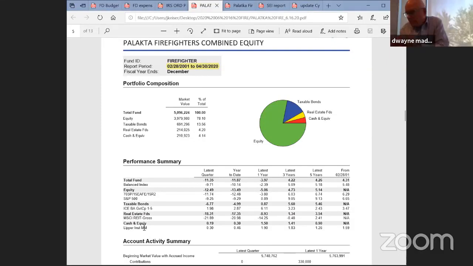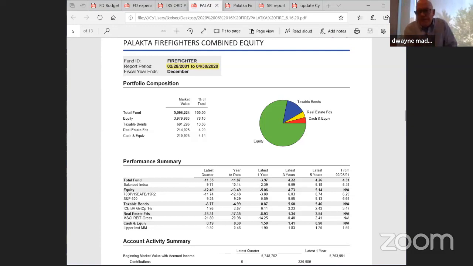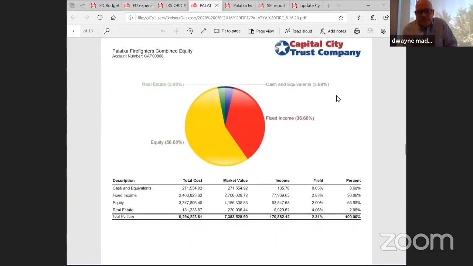Any questions on the performance? We can go to the asset allocation. You page down, please, Jill or whomever. There we go. This is as of May 29th, total market value is $7,383,528, significantly better than April.